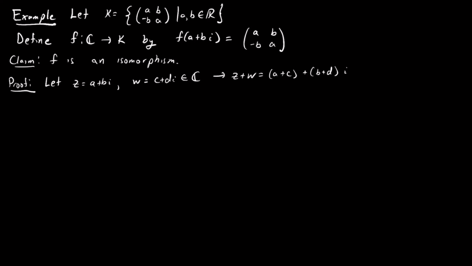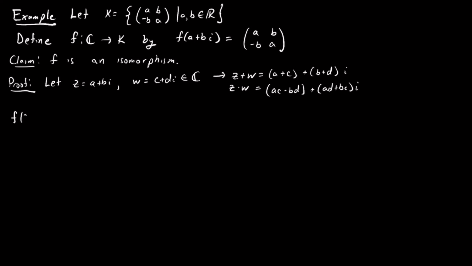So z + w is (a + c) + (b + d)i. So we add the real parts, we add the imaginary parts. And z times w is (ac - bd), that's the real part, and the imaginary part is (ad + bc). Okay, and the idea is we multiply them out as if we would multiply polynomials, and we take into account the fact that i squared is equal to -1. Okay, so let's try to prove that this is a homomorphism.